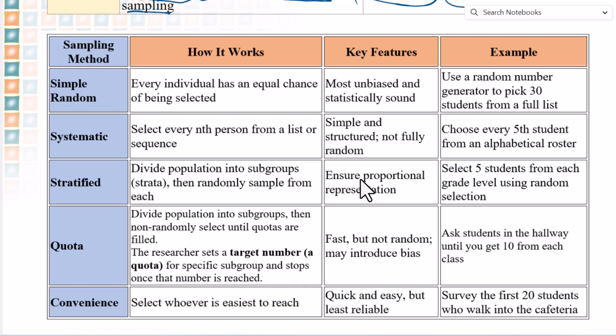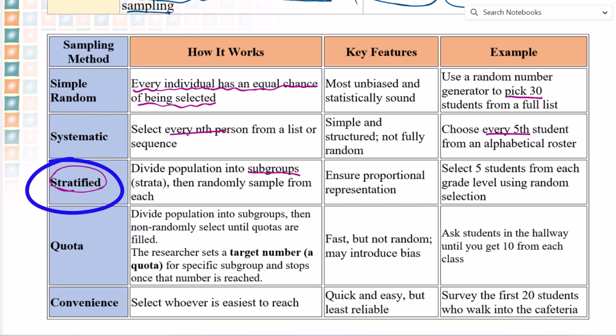Simple random sampling. Every individual has an equal chance of being selected. For example, use a random number generator to pick 30 students from a full list. Systematic sampling. Select every nth person from a list or sequence. Example, choose every fifth student from an alphabetical roster.